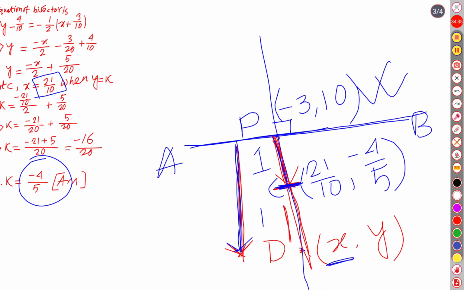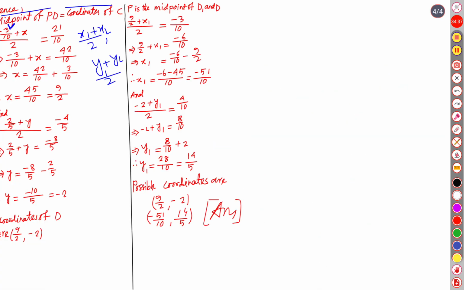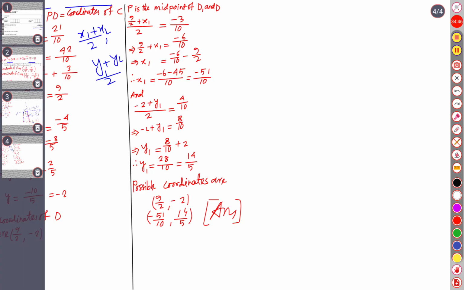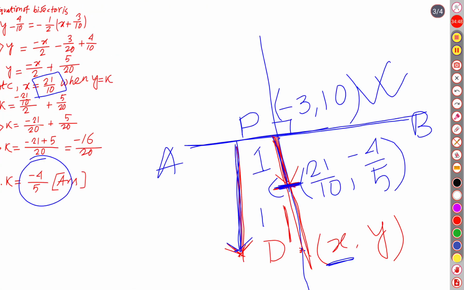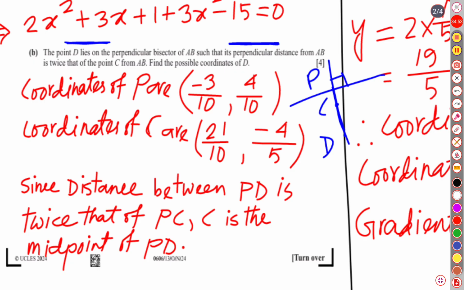Okay, it was not negative 3, it was actually negative 3 over 10. Let me rectify this. The coordinates of P are 3 over 10 and 4 over 10. Then the coordinates of C we have obtained are 21 over 10 and minus 4 over 5. Since the distance PD is twice that of PC, C is the midpoint of PD.